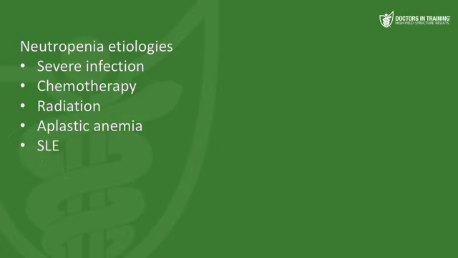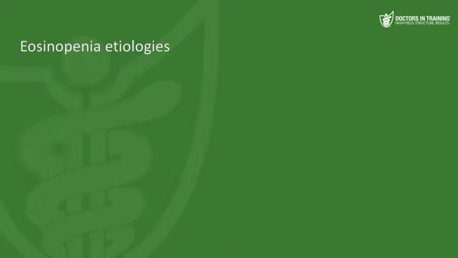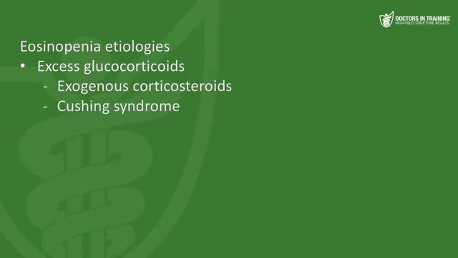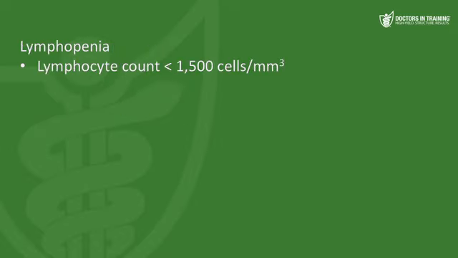Now if you have a low eosinophil count, less than 30, that's called eosinopenia. That's pretty rare. I'm not sure I've ever said the word eosinopenia before this very moment. But eosinopenia can be caused by excess glucocorticoids, either exogenous steroids or something like Cushing syndrome. Remember, we said that adrenal insufficiency or Addison disease can cause eosinophilia, so it follows that excess adrenal steroids could cause some eosinopenia. And then finally, lymphopenia means a low lymphocyte count, less than 1,500 again in adults.